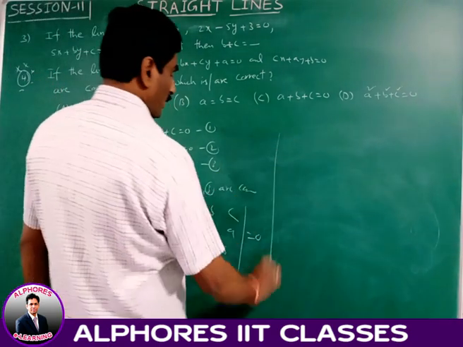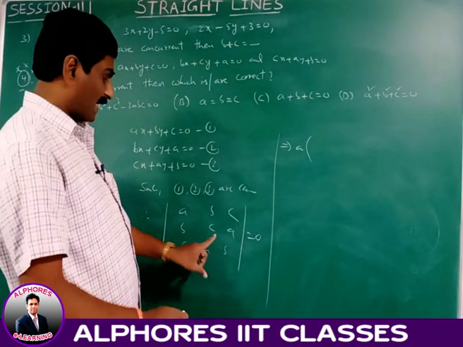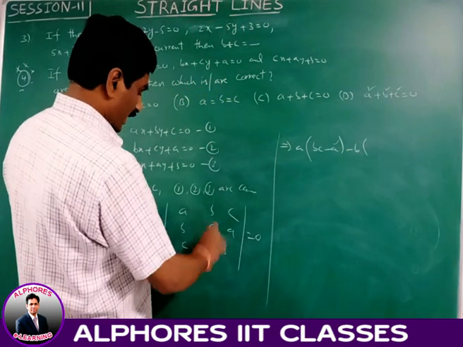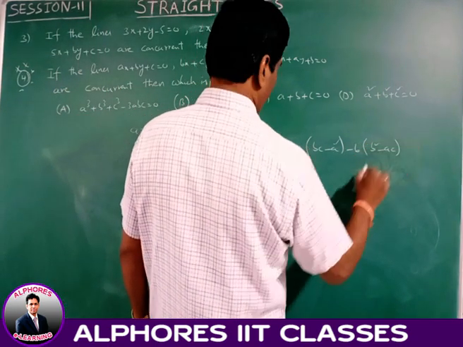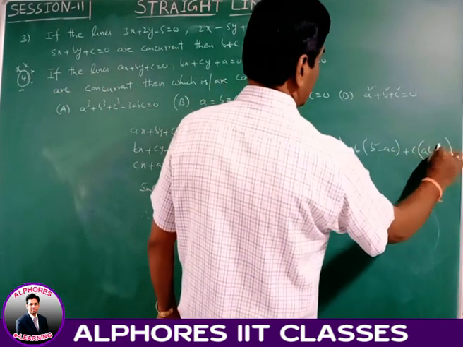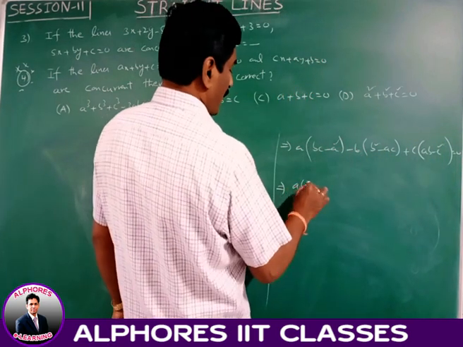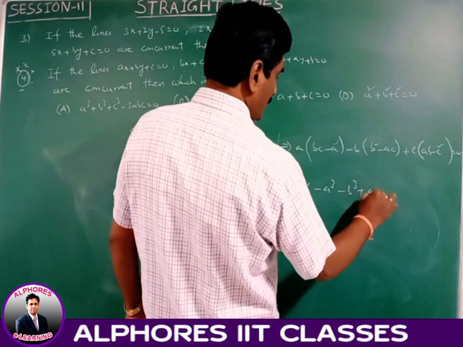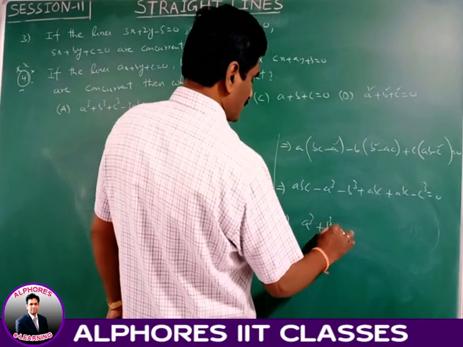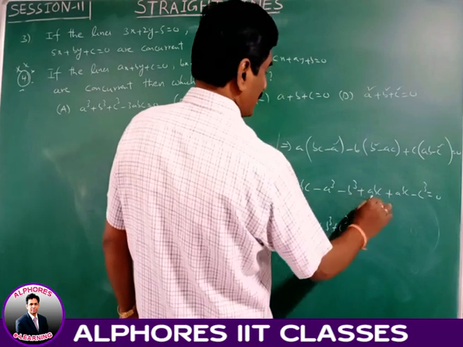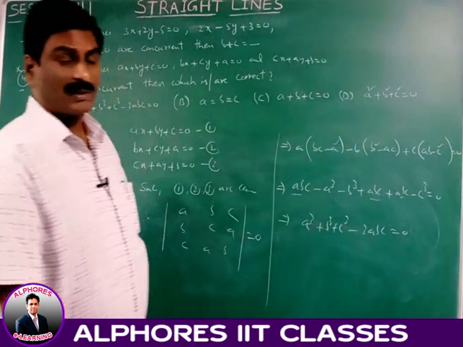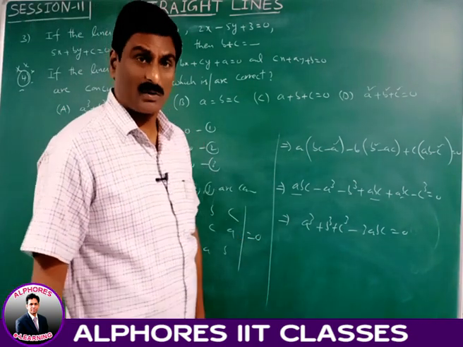After expansion, it can be reduced into a of (bc minus a square) minus b of (eliminate corresponding row and column) (b square minus ac), plus c of (ab minus c square) is equal to 0. After simplification, abc minus a cube minus b cube plus abc minus c cube is equal to 0. That means a cube plus b cube plus c cube, move these values to RHS, c cube, abc means 3abc. If it is moved to RHS, then the value reduces to minus 3abc is equal to 0. Please observe this value. The condition is a cube plus b cube plus c cube minus 3abc is equal to 0. It is the condition.